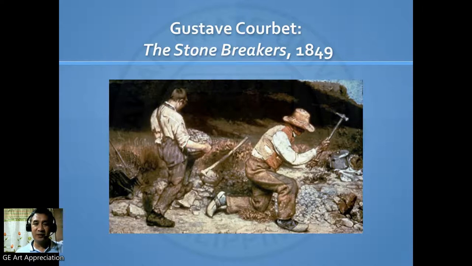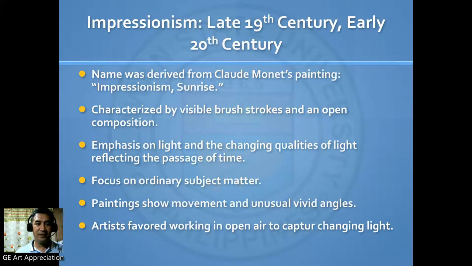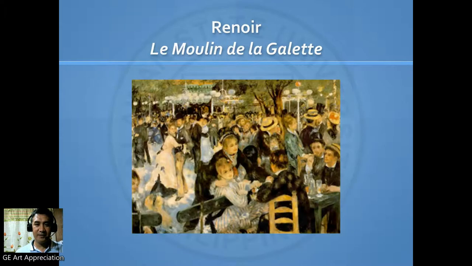This is Gustave Courbet, The Stone Breakers, in 1849. Manet, in 1850. And also we have Impressionism, in the late 19th century, early 20th century. It was derived from Claude Monet's painting, Impression, Sunrise. Here we have Monet, the river, in 1868.